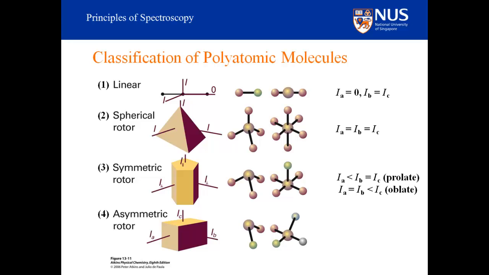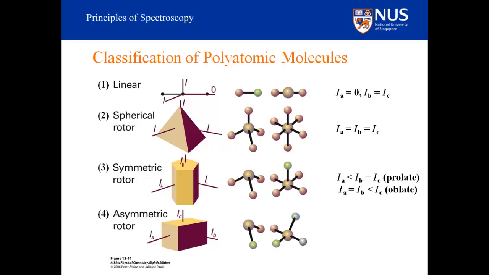And we can get 2 types. We can have, for instance, where the smallest moment of inertia is different from the other 2, or we can have symmetric rotors where the largest moment of inertia is different from the other 2. So when the smallest moment of inertia is different from the other 2, that is known as a prolate symmetric top, and where the largest moment of inertia is different from the other 2, that is known as an oblate symmetric top.